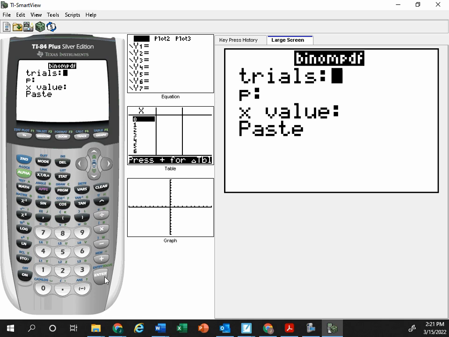Yes, exactly. So guys, how many trials are we having? In other words, how many seeds are planted? 20. Okay, what is the probability of a seed germinating? Yep, 0.85. Okay, what do you think the X value is? 17. So yeah, we want to know exactly 17.